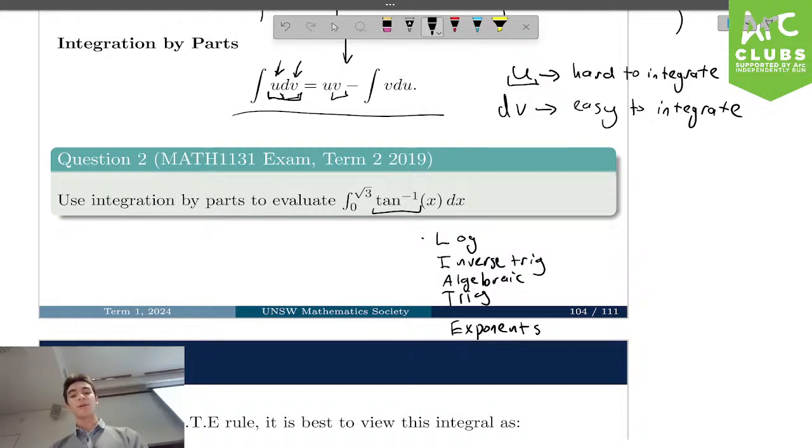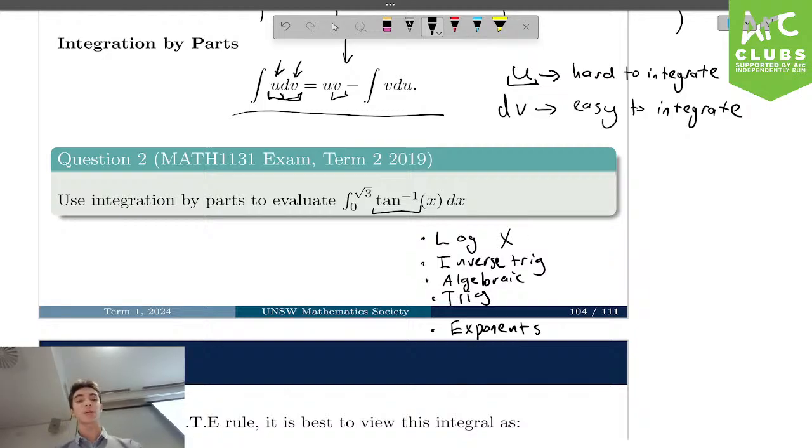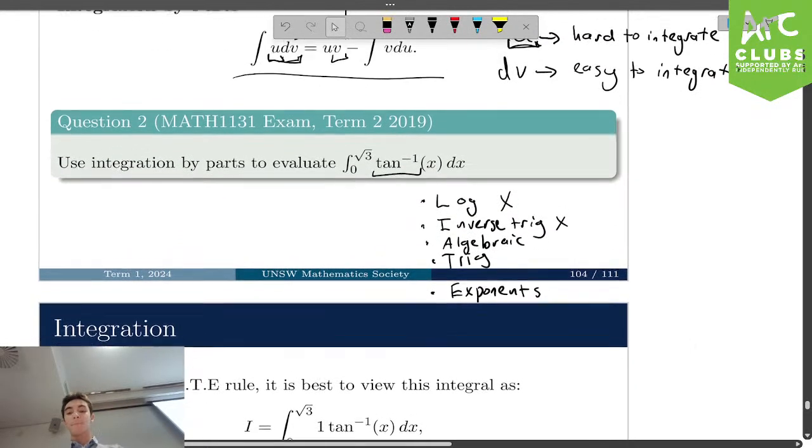Start with a logarithm, then go to inverse trig, then go to algebraic, because the first one out of these that you encounter as you go down will be the optimal choice for your u, because this basically is a list of different types of expressions that are hard to integrate. Log expressions are hard to integrate. Inverse trig expressions are hard to integrate, and that's why you want to choose them to be your u component.